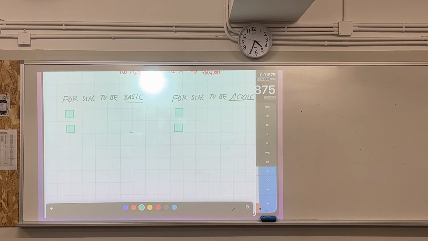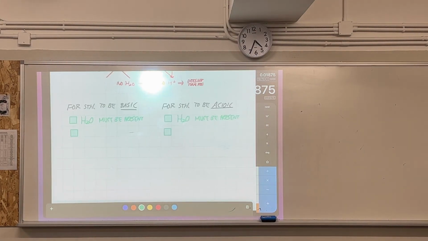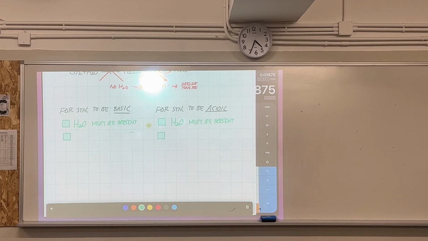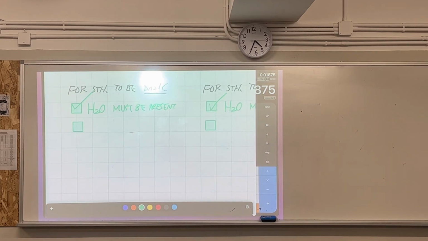So for something to be basic, H2O must be present. For both of them. And so pay attention when you see words like dry. When it is dry, even if you think that it's an acidic substance, it's just potentially acidic. It cannot be acidic if there's no water. If things are dry, they must not be acidic or basic. There must be water in it. And for something to be basic, they must have oxide or hydroxide or ammonia.